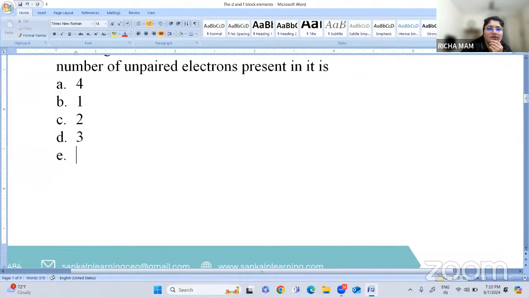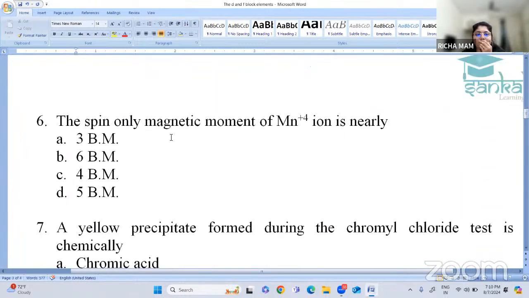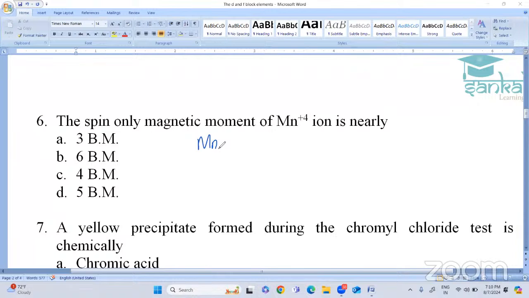Let me take this to the next one. Okay, so the spin only magnetic moment of Mn plus 4 ion is nearly... Now you know, this you can easily find out, I think. What is the spin only magnetic moment of Mn plus 4? Ma'am, is it minus 4 or plus 4 ion? Plus 4 ion. Plus 4. Manganese, okay.